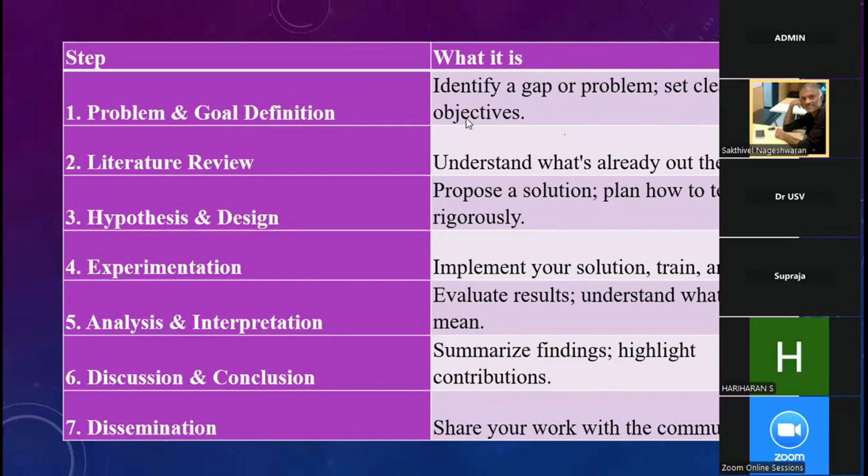Second one is literature review. Understand what is already out there. That's very important. You should understand the situation, what is already out there, and how to predict it. So this is the literature review. Third one, hypothesis and design. I want to make a solution and test it rigorously. Then experimentation, analysis and interpretation, discussion and conclusion, and at last you can share the work with your community. Before that we can't do it. So this is research with ML, right?